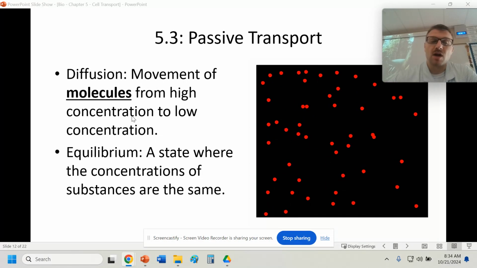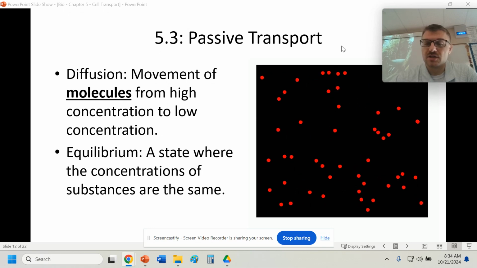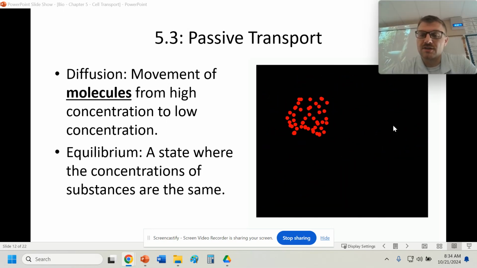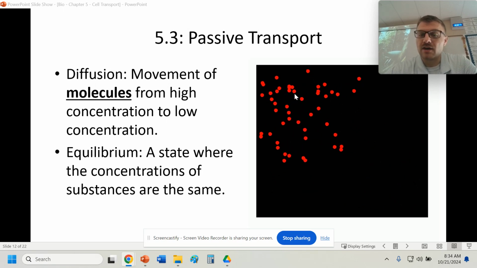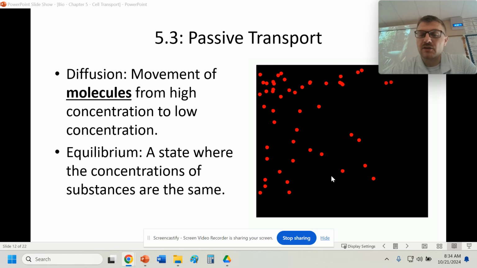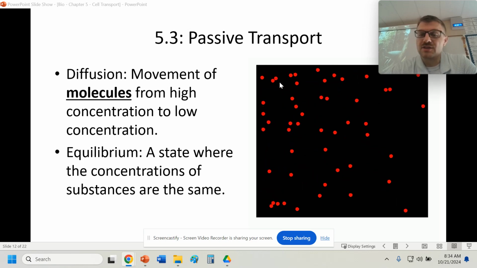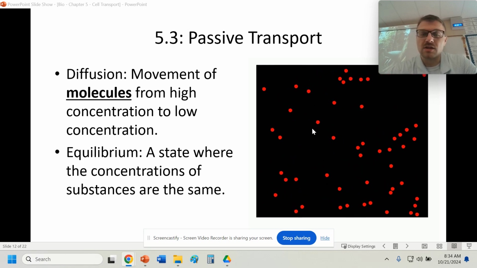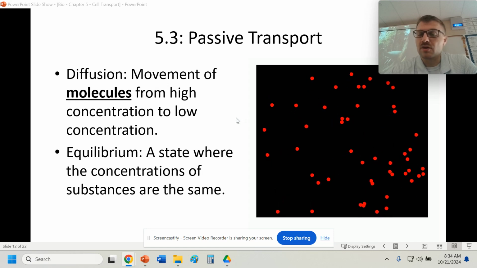This is the movement of molecules from areas of high to low concentration. This animation does a great job of showing us what that looks like. It's going to restart here in a second, but basically we start out with a high concentration of molecules here, and it's going to move equally out throughout this whole area. This is called diffusion. This is just basically molecules moving until they reach something called an equilibrium.